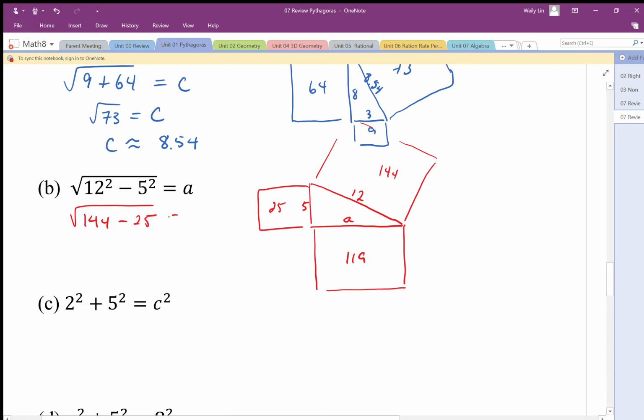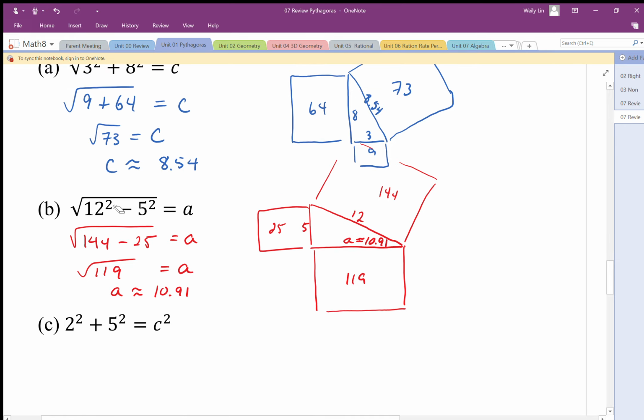So A squared is equal to 119. The length of A is when I square root it. So if I square root 119, I get A is approximately equal to 10.908, so I'm going to round that to 10.91. So that's approximately equal to 10.91. That's what my diagram should look like for this expression here.